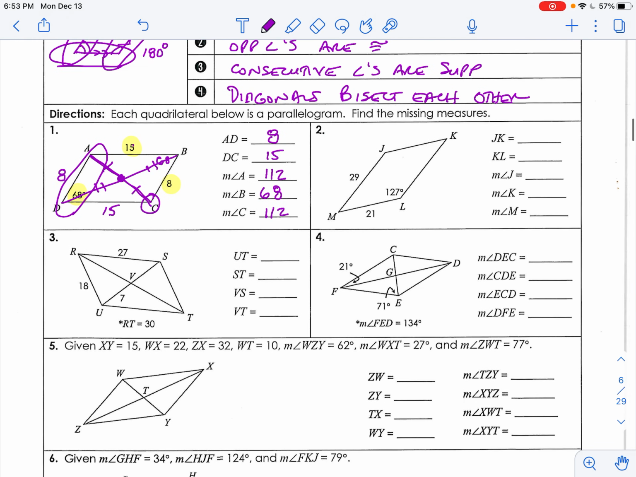All right, let's look at number three. We'll try to put this together with all the givens. What would UT be? I'm hoping you can see if this is 27, this is 27, because opposite sides are congruent.